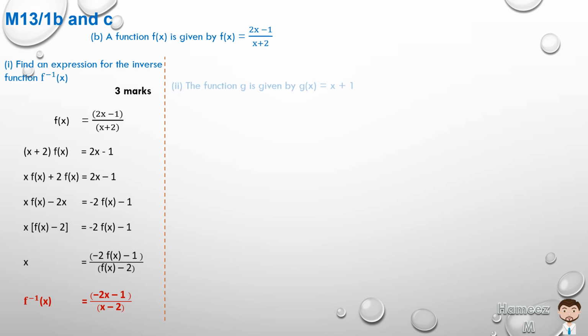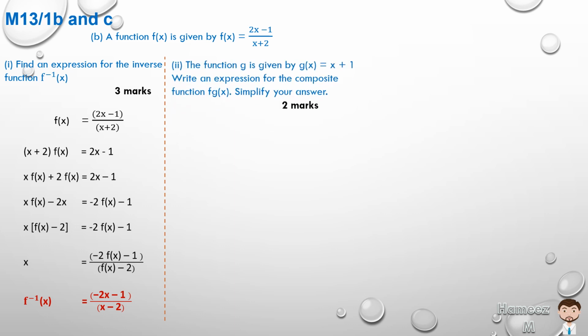Part 2. The function g is given by g of x is equal to x plus 1. Write an expression for the composite function fg of x and simplify your answer. So if we look at the composite function fg of x, the first function which is working on x is the function g. So we can write g of x is equal to x plus 1, we know that. So what that means, we're going to rewrite fg of x, and we're replacing g of x, let's put the blue arrow so you can see, by what is g of x? We just worked that out, x plus 1. So fg of x becomes f of x plus 1.